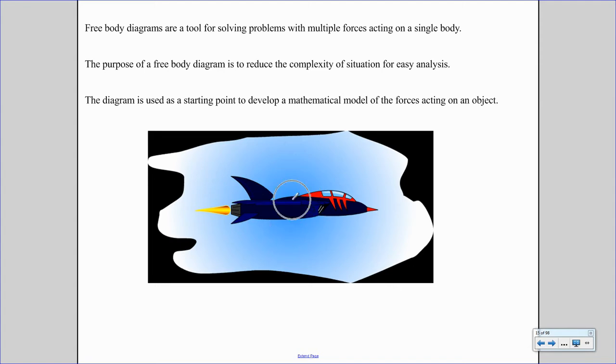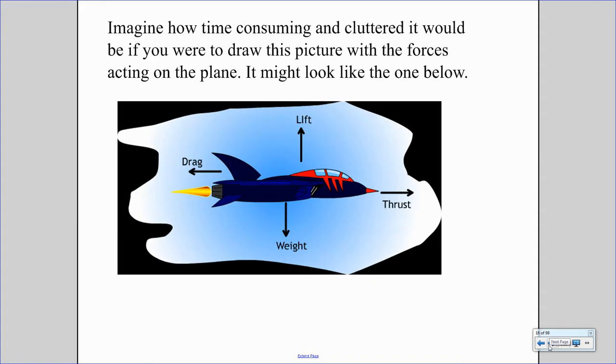You can imagine the scenario here. We have this jet airplane, and there are four forces acting on it as it flies through the air. We don't know exactly what this object is doing right now, but we know there would be four forces. If you were to label them, you would come up with something like this: lift from the wings, the weight of the airplane being pulled down, thrust from the engine, and air resistance or drag pulling back to the left.